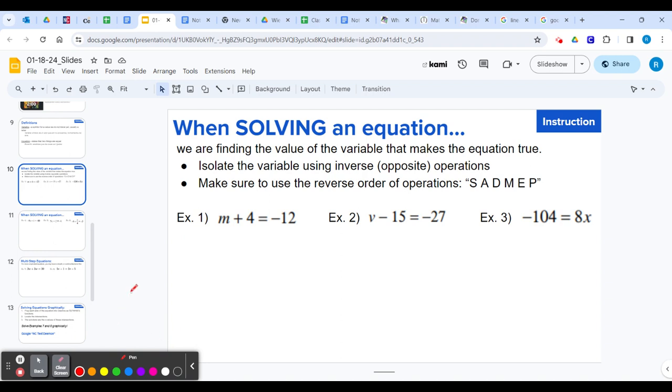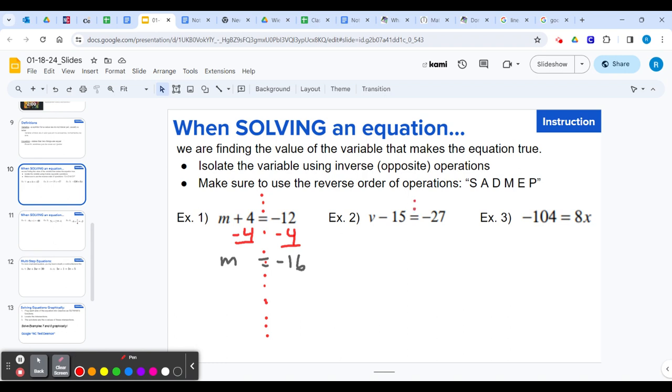So one thing I like to do is think of this boundary in my equal sign, and I'm going to move things away from my m in order to get the m all by itself. Since the 4 is being added to the m, we use our inverse operation to get rid of it. Since that happens on the left, it's also got to happen on the right. So we have positive 4 minus 4 gives me 0, so I just have m left over on the left. Negative 12 minus 4 gives me negative 16, so I come up with m equals negative 16 as my answer. We can use that same principle in example 2.